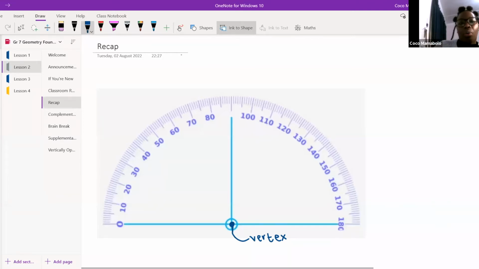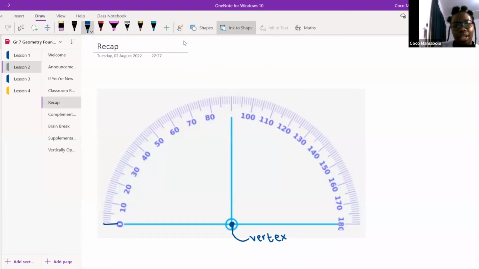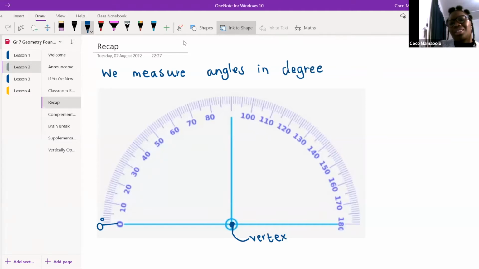Now what I'm going to do is make sure you can see that my protractor starts at 0 degrees. And the reason why it starts at 0 degrees is because we measure angles in degrees. And I know one of you is going to ask me, Teacher Coco, what's angles? I hope some of you actually know what angles are. I'm going to show you what an angle is in just a little bit.